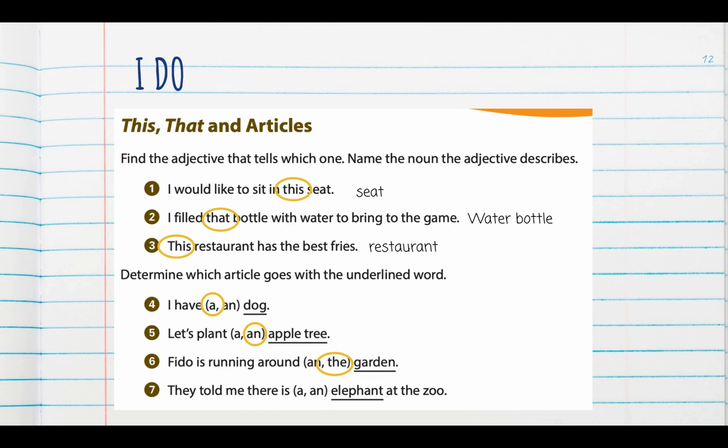And number 7, they told me there is an elephant at the zoo. I see that the noun here is elephant. That begins with a vowel, so the article we're going to use is an.